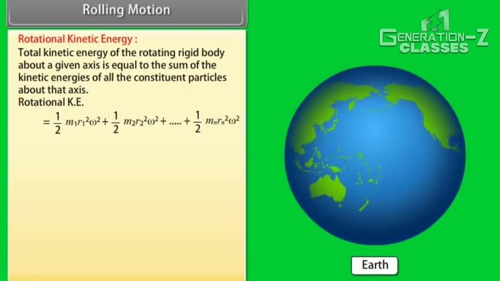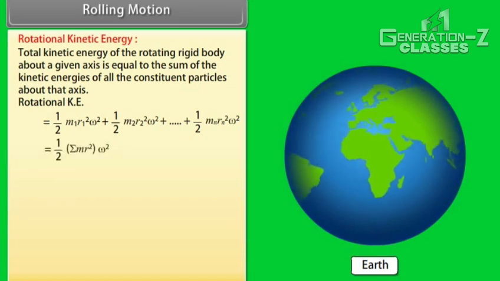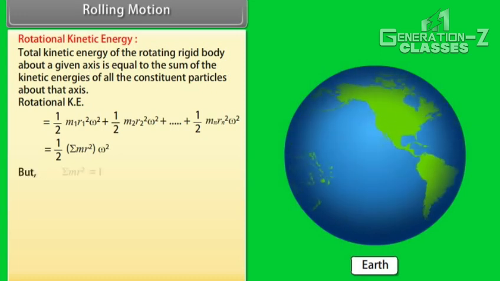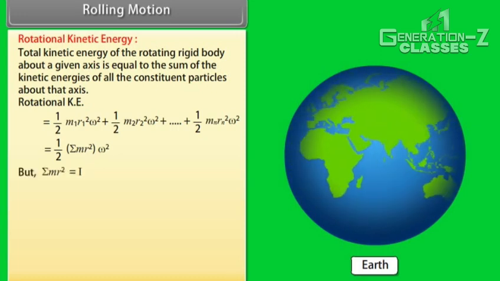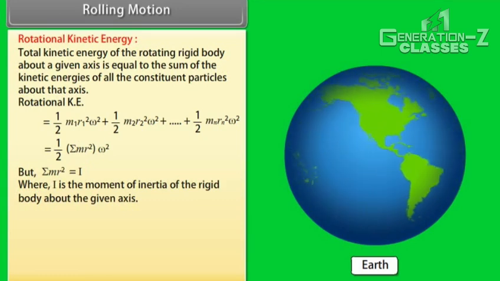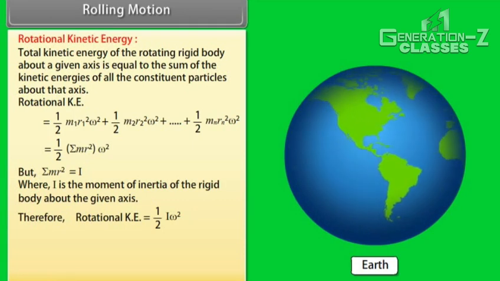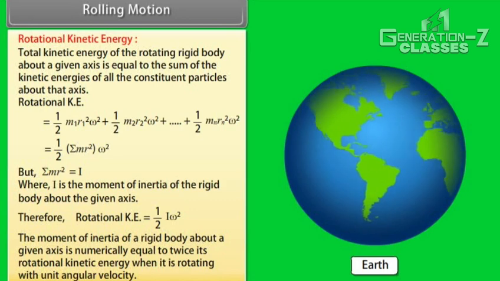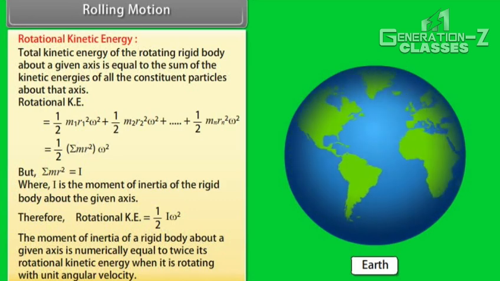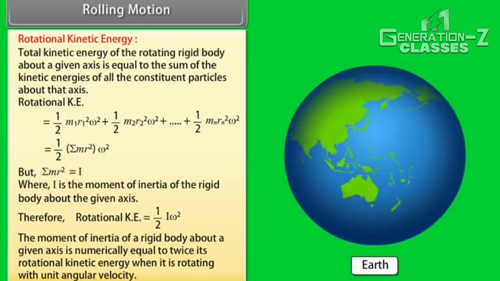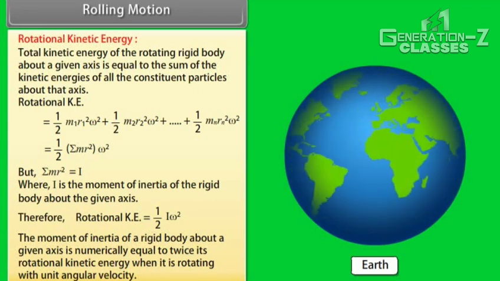On summarizing this equation, we get rotational kinetic energy equal to half the summation of the product of m and r² multiplied by ω². But we know that the summation of mr² is equal to the moment of inertia of the rigid body about the given axis. Therefore, rotational kinetic energy is equal to half Iω². The moment of inertia of a rigid body about a given axis is numerically equal to twice its rotational kinetic energy when it is rotating with unit angular velocity.